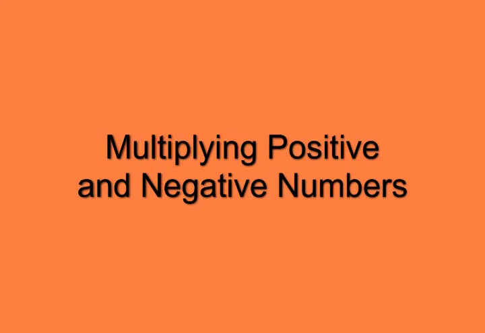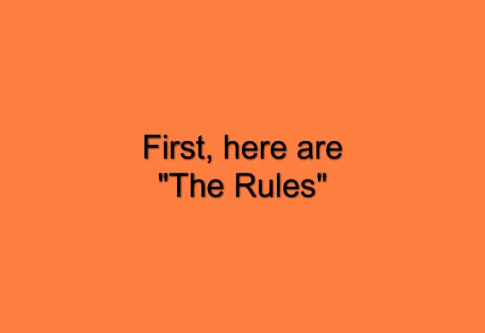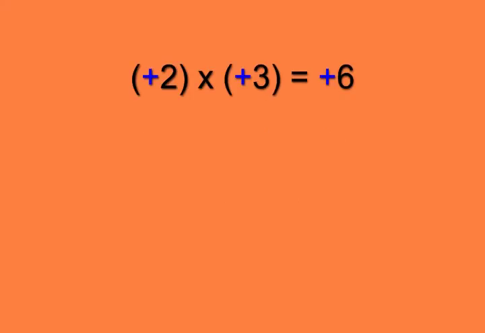Multiplying positive and negative numbers. First, let's look at the rules. If you multiply two positive numbers, the answer is positive. That's what you would expect.